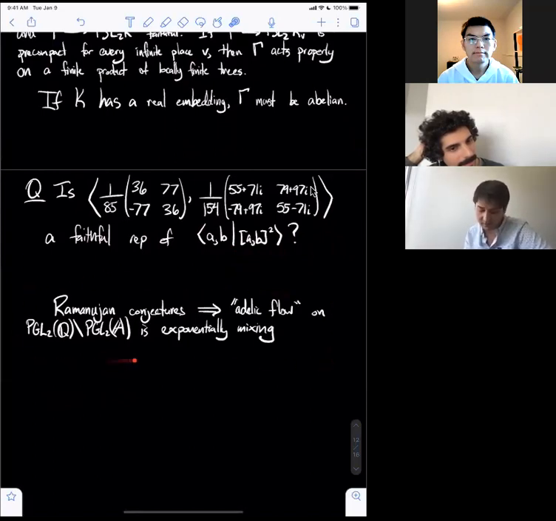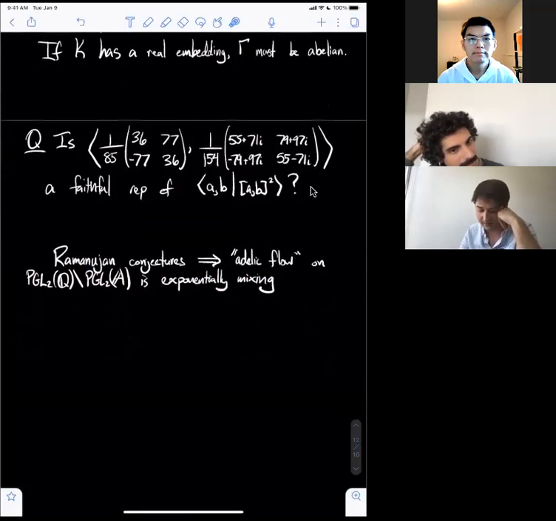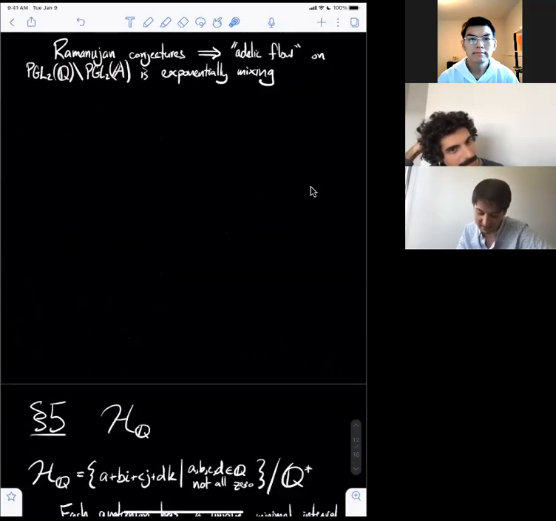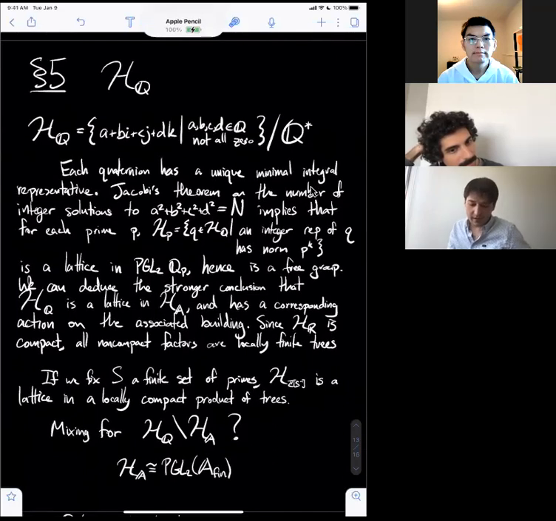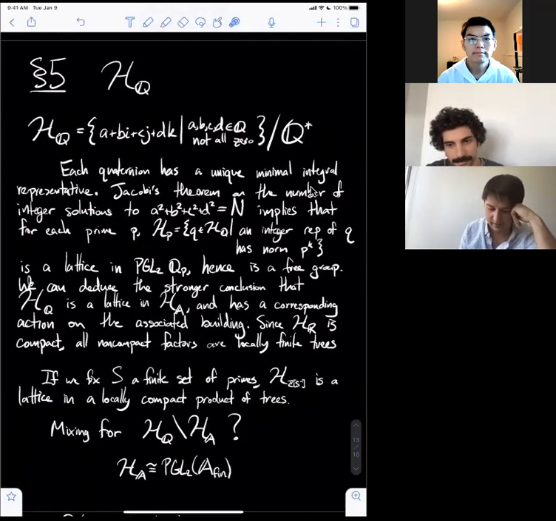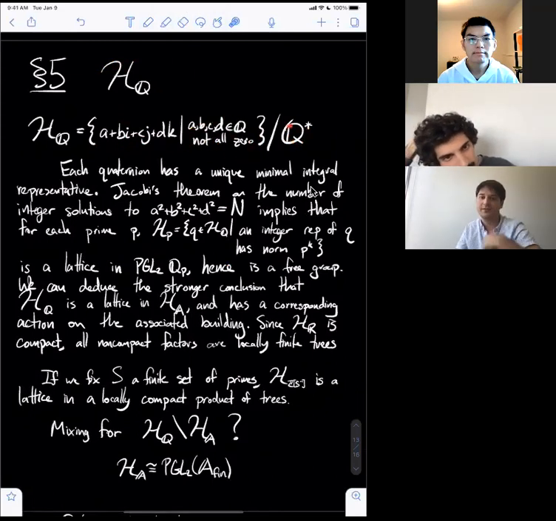Okay, and then I'll mention the fact that these generalized Ramanujan conjectures imply that this adelic flow on this space is exponentially mixing. I'll leave that just out there for a moment. Okay, now I want to talk about these rational quaternions. This is the set of a plus bi plus cj plus dk, where i, j and k do their usual things. These are not all zero, and we're going to look at them up to the action of Q star.